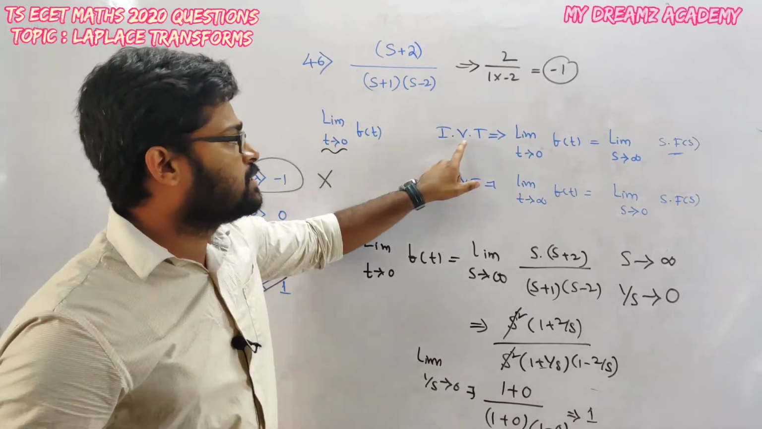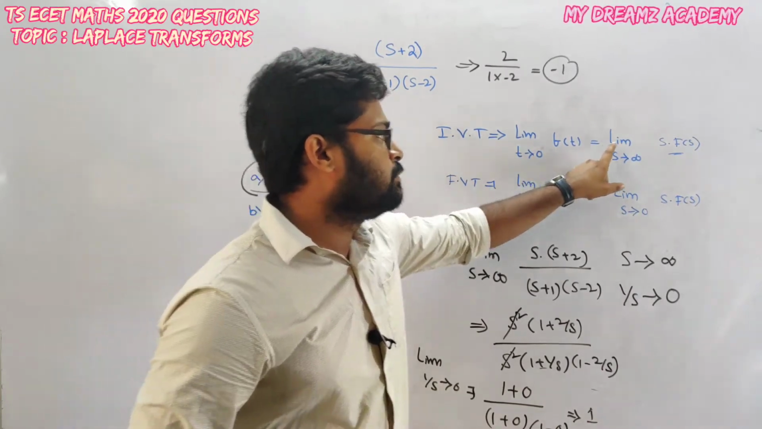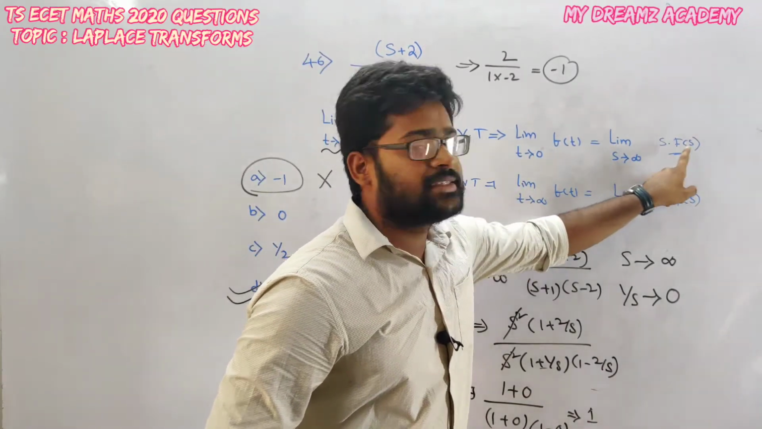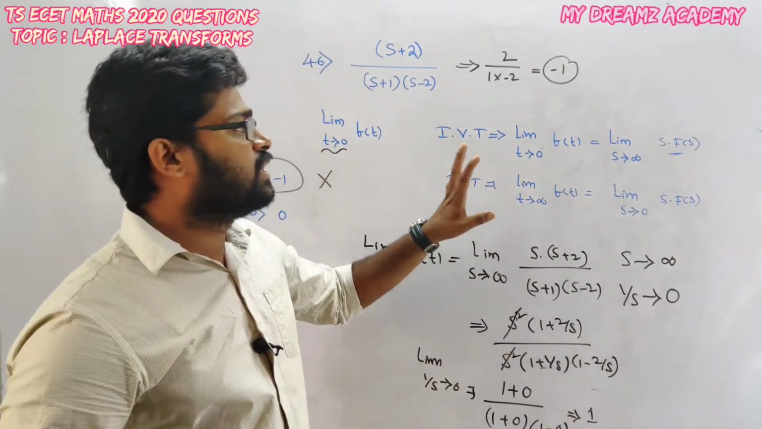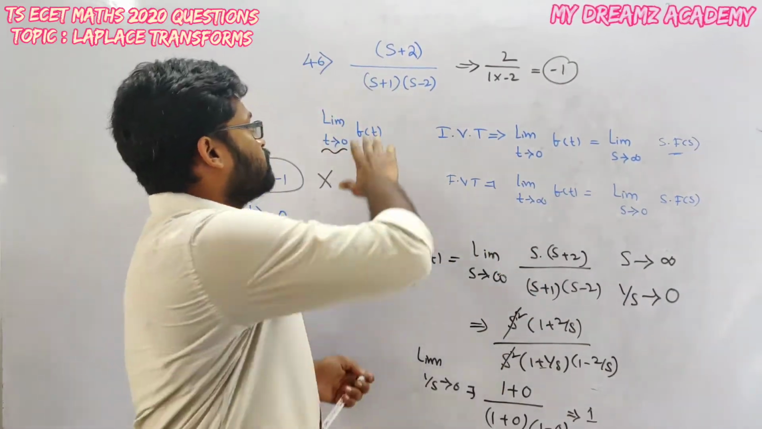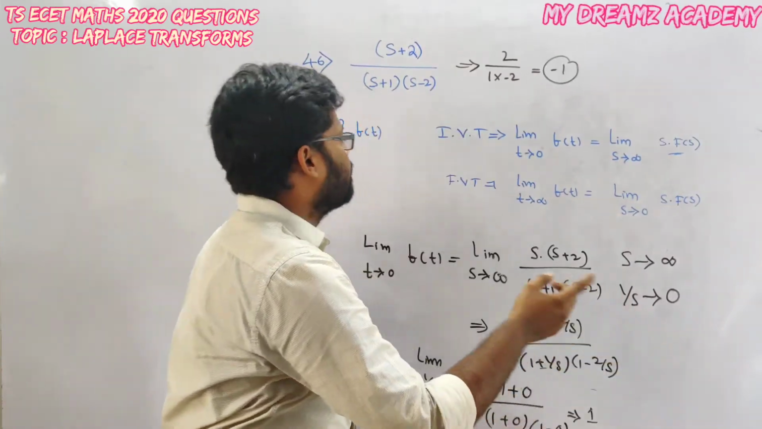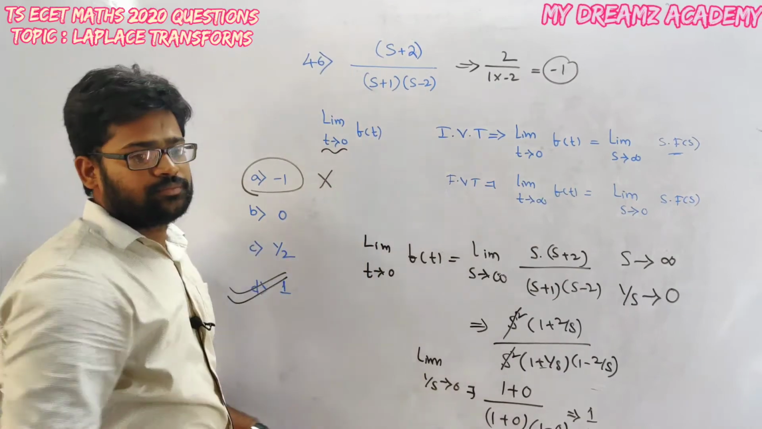Initial value theorem is nothing but limit t tends to 0, f of t equals limit s tends to infinite, s into F of s. We need to follow like this. Otherwise you can do it like this also. How? First you convert the given question into Laplace inverse, then after that apply t equals 0.